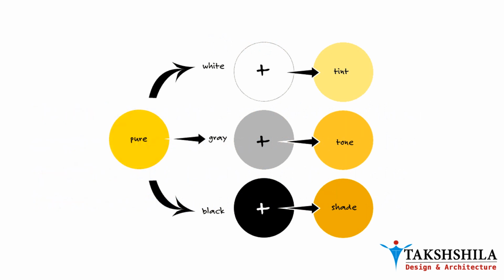In this picture, we can see the difference between tints, tones and shades. So basically, when we mix a pure color with white, it gives us a tint of that color. And when we mix a pure color with grey color, it gives us tone of that color. And when we mix pure color with black, it gives us shade of that color.